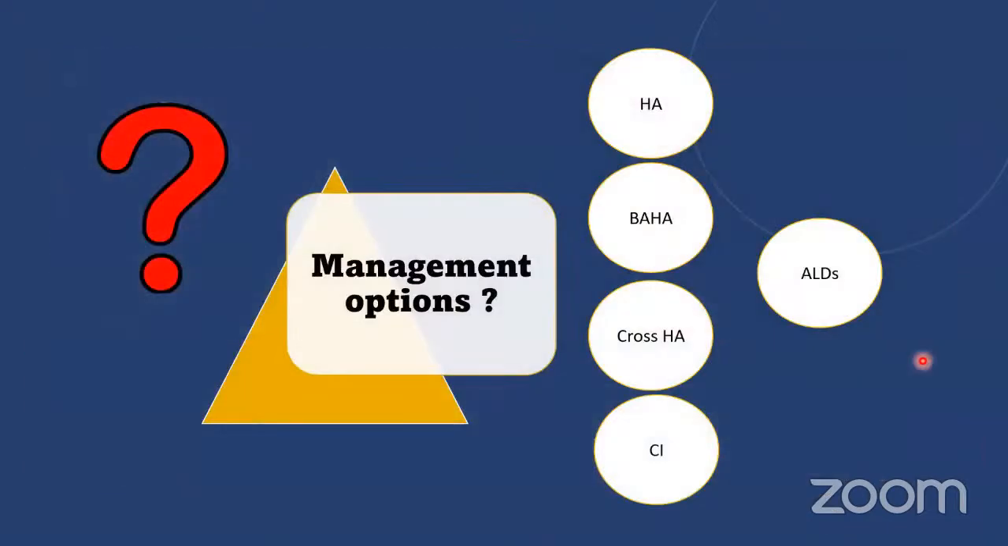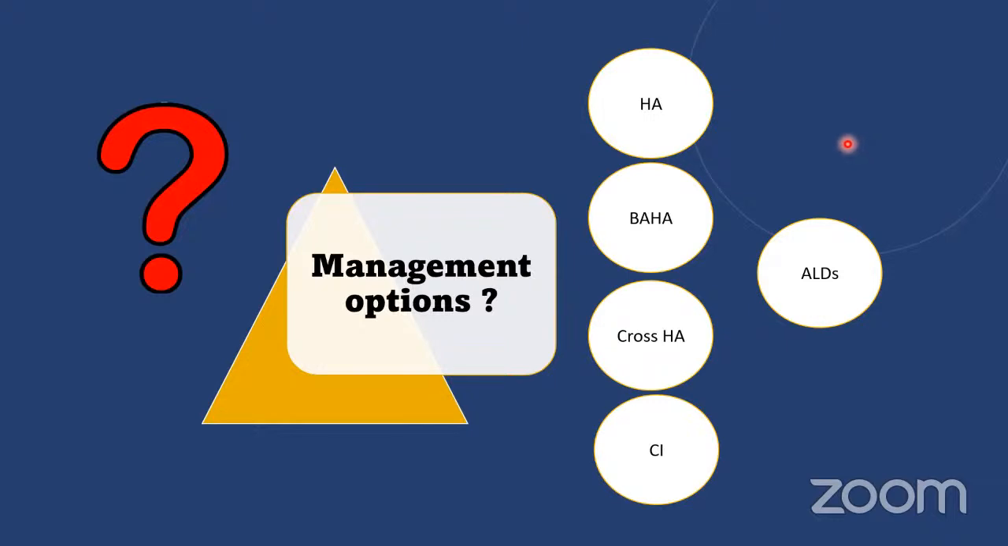But again, the main highlight from this case is the management option, which I would like to keep as a question open for discussion later, because the case has not reported back to us yet. This is a very recent case actually. So what are the management options for this case? Because this is a congenital hearing loss case, which was diagnosed very late, after 15 years.